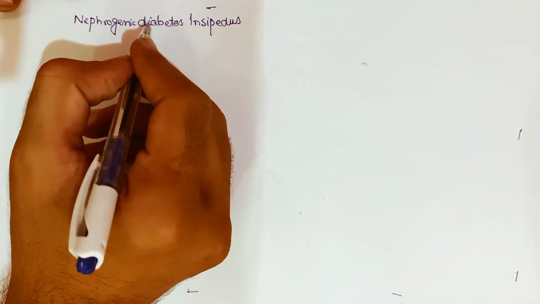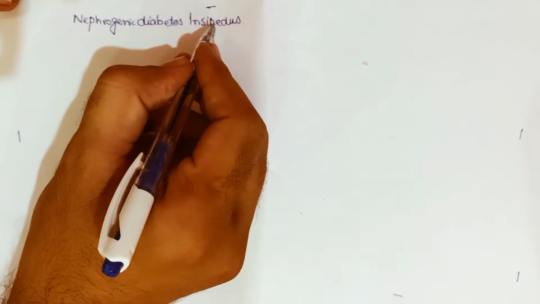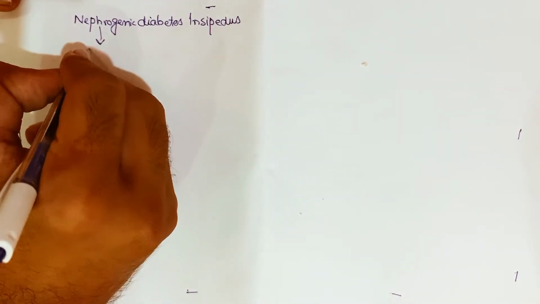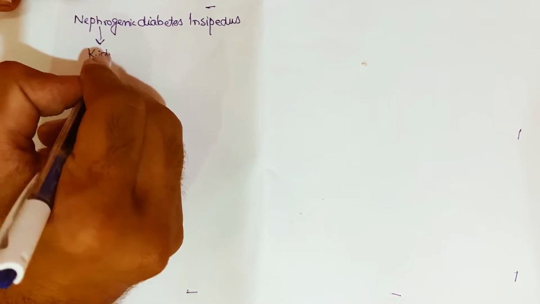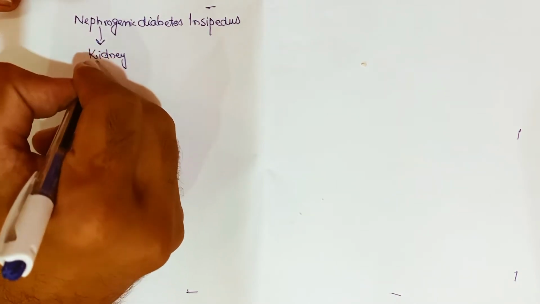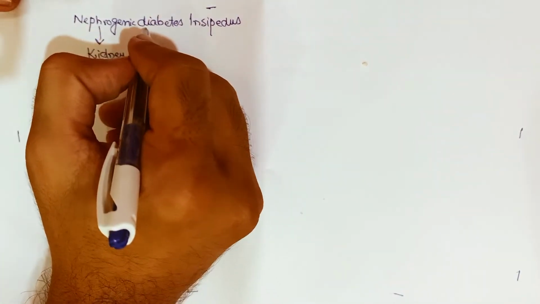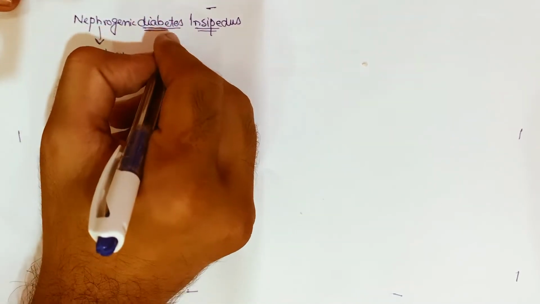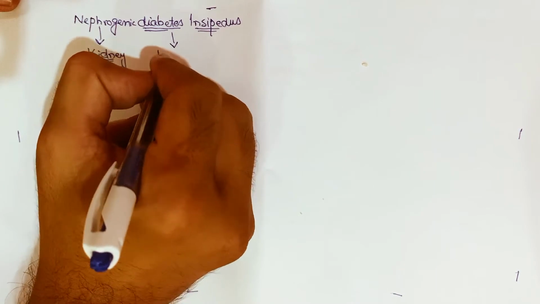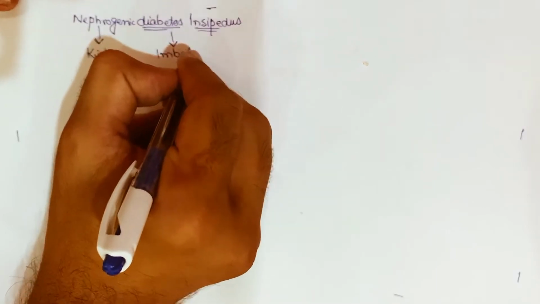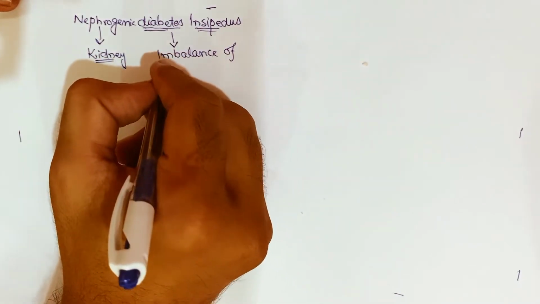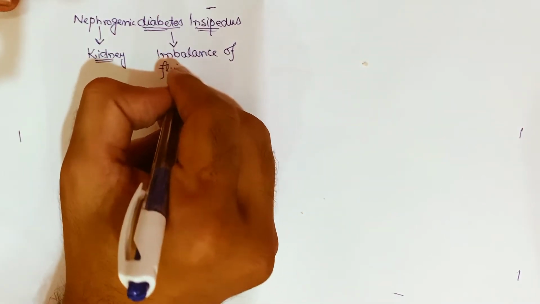Today we will talk about nephrogenic diabetes insipidus. Here, nephrogenic means kidney, and diabetes insipidus is a disorder where there is an imbalance of fluid in the body.